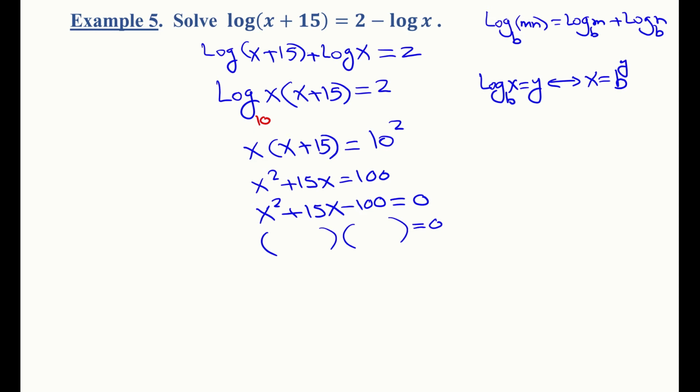So remember, since the lead coefficient here is 1, we can use the big X method, where you're looking for two numbers whose product is -100 and whose sum is +15. Notice that since the product is negative, that means they're going to have opposite signs. And of course, the larger one is going to be positive to give us a sum of +15.